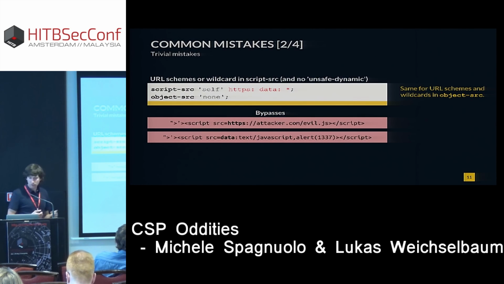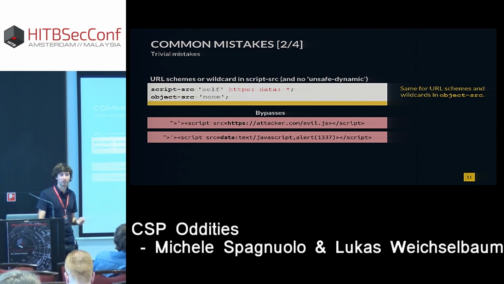So just briefly on unsafe inline, we found that about 85% of the policies use unsafe inline, right? 85% of the CSP policies we were able to crawl on the web. This is a substantial amount, right?